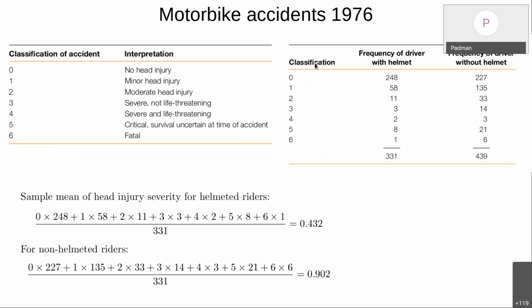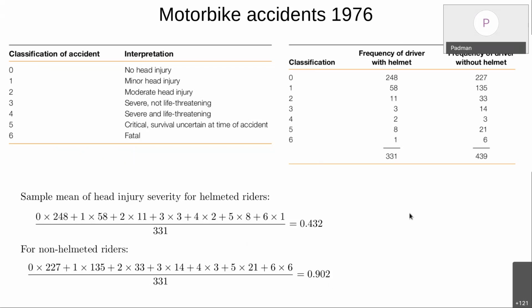So 0 into 248 plus 1 into 158. So I'm just multiplying this number with this number, this number with this number. It might seem a little strange, but that is basically what we're doing. Finding out a weighted average, rather than just finding a normal average here. And this is giving me 0.432. And for the non-helmeted rider, this is giving me 0.902.